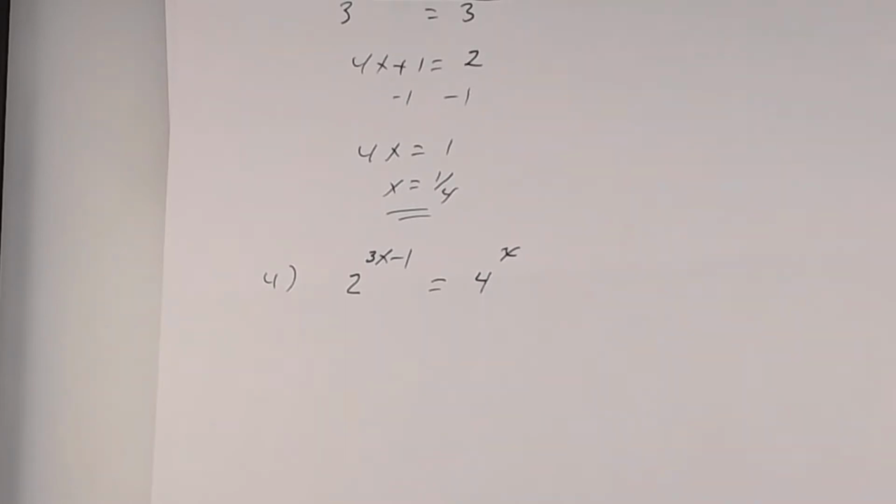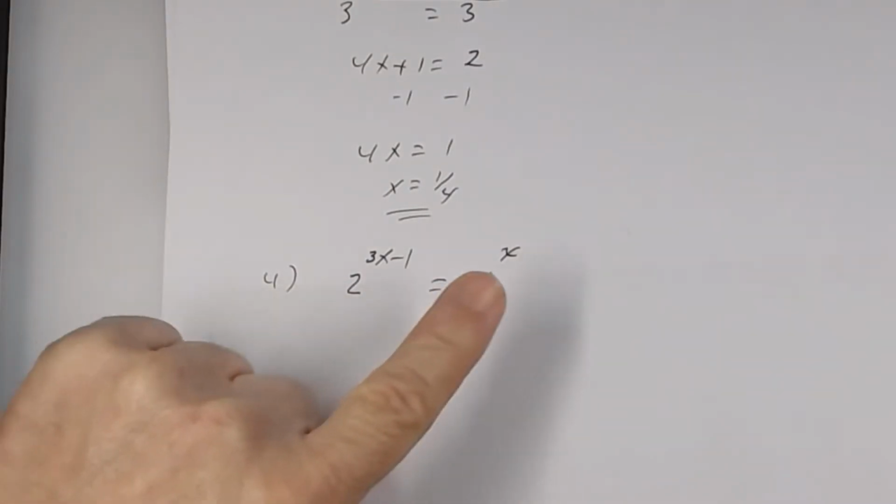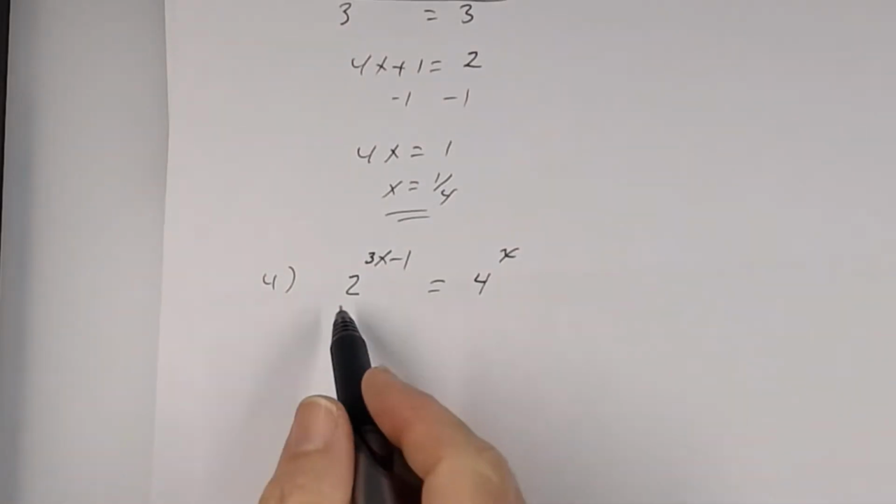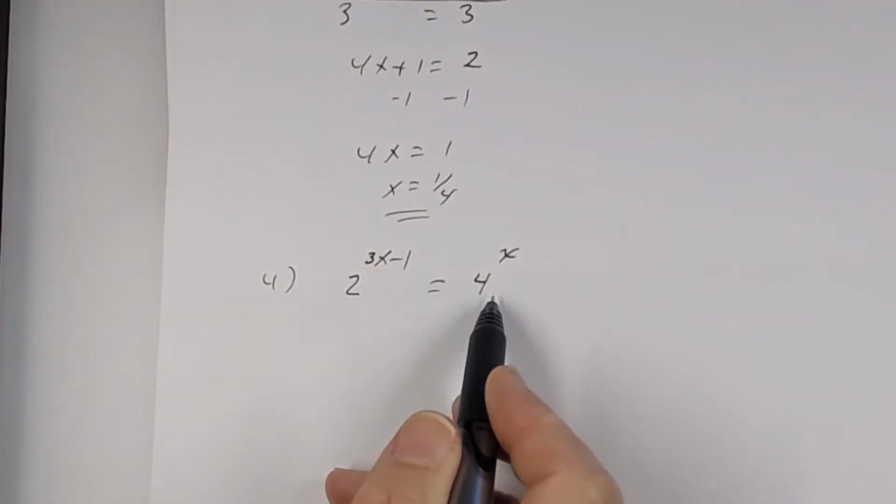So I want you to look at this. What's this base here? What's this base here? 4. Is there any way you can rewrite 2 and 4 to have that same base? 4 is what? 2 to the second. Very good. This is 2. 4, I know, is 2 to the second.